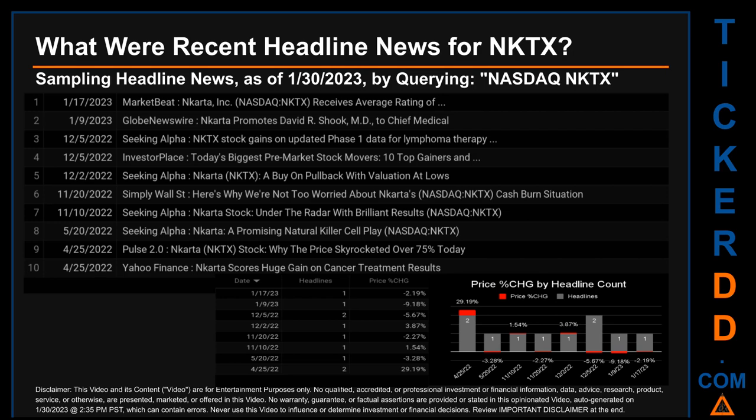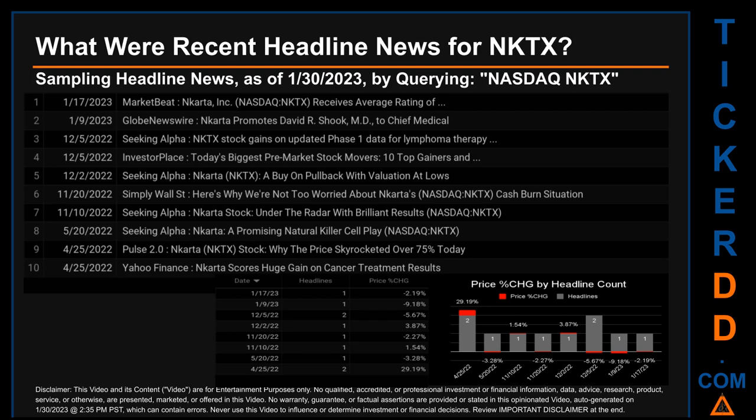Correlated or not, as it happened, the stock price for NKTX on those publication dates respectively saw a change of -9.18% along with a jump of 29.19% when comparing the day's opening versus closing price. The oldest publication date of Monday, April 25, 2022, was actually the day with the highest percentage change in price. It saw a price jump of 29.19%.